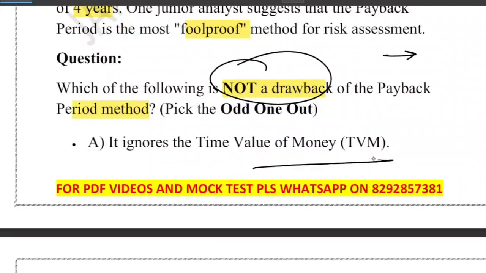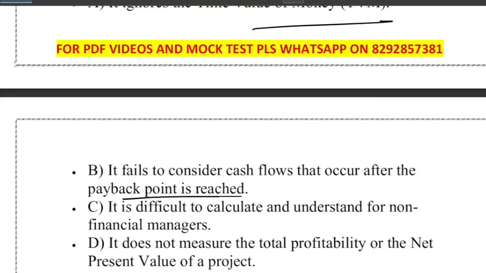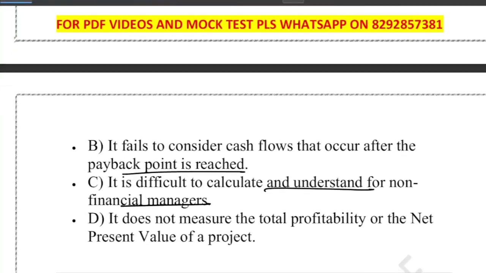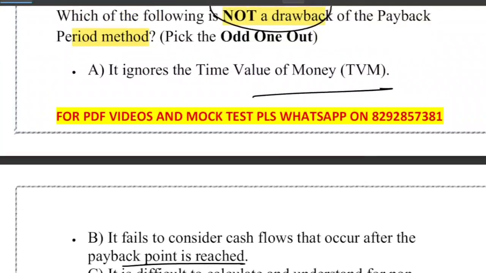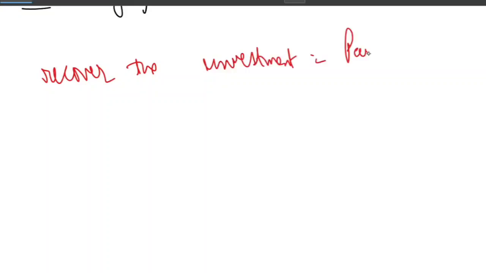So which is not a drawback, that is what they are asking. A: it ignores the time value of money. B: it fails to consider the cash flows that occur after the payback point is reached. C: it is difficult to calculate and understand for non-finance managers. D: it does not measure the total profitability or net present value of a project. So which is not a drawback? That's the question, right? The payback period method is a very simple tool, in which we just observe in how many years we are able to recover the investment. That is what we see in the case of payback period.